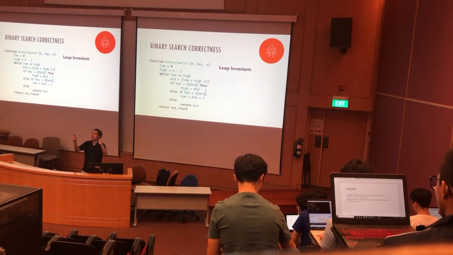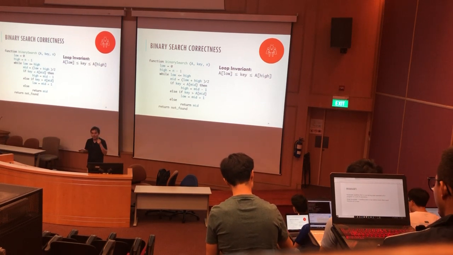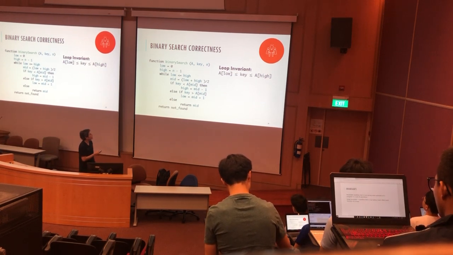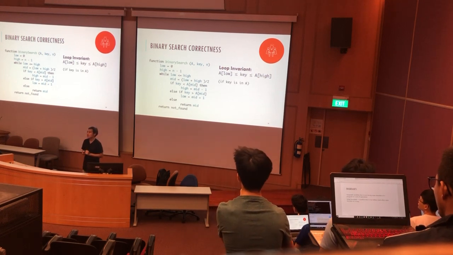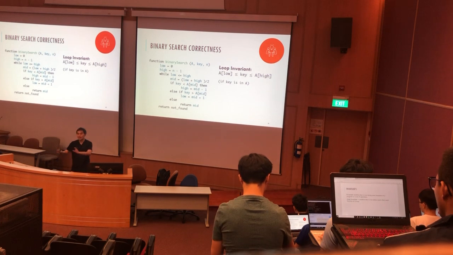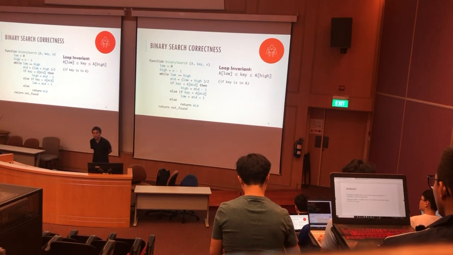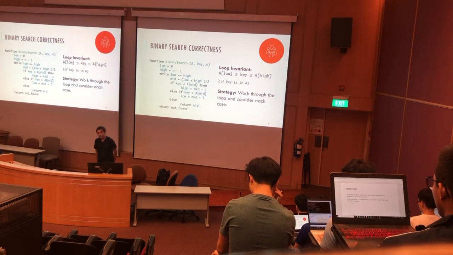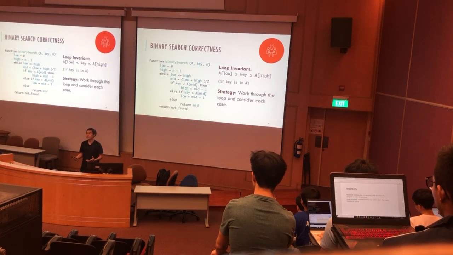And then we're going to be working to maintain this property, that the key is always between low and high. So this is what we want: the key must be in between A[low] and A[high], if the key is in the array itself. If the key is not in the array, then we don't guarantee this. This is the loop invariant. So the strategy here is to work through the loop and consider each case.